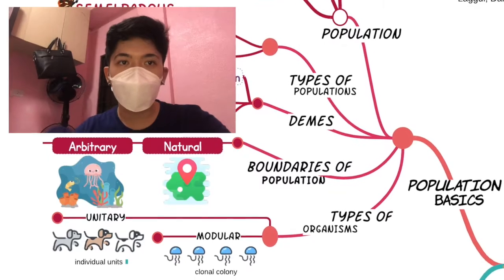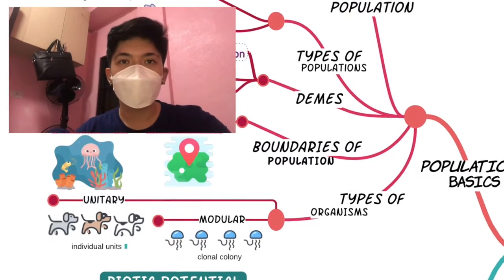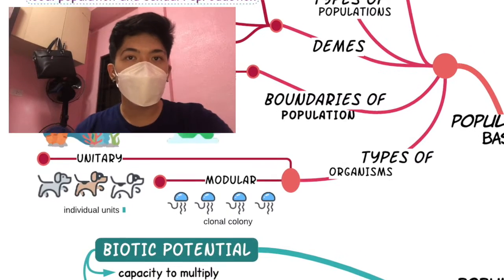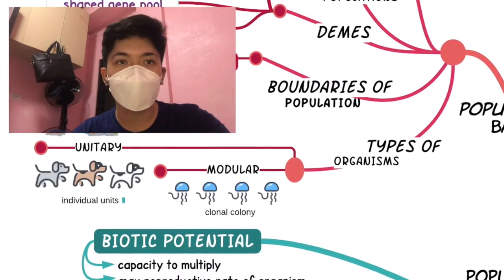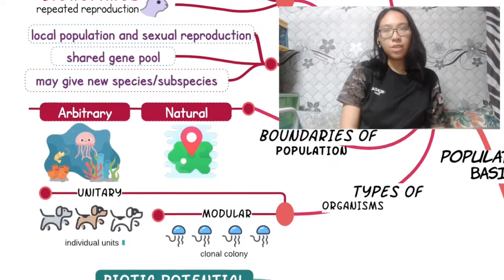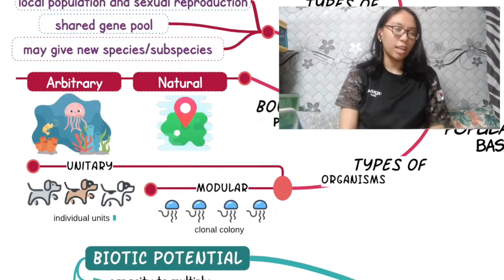And for the last part of population basics, in the mind map, we have unitary and modular types of organisms. Unitary organisms are distinct in form, as you can see in the diagram, where dogs are shown in different colors and figures. Modular organisms, on the other hand, are individual units that remain the same in forms. An example of this is a clonal colony that originated from a single ancestor.